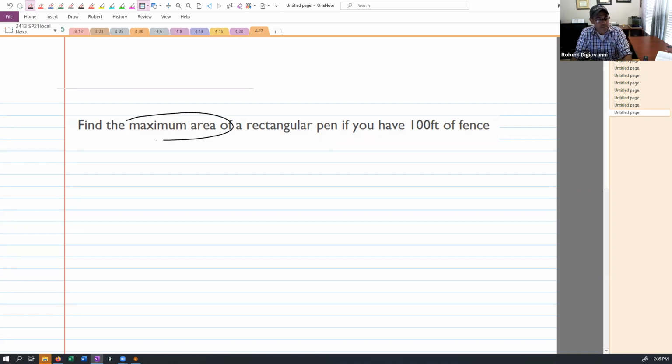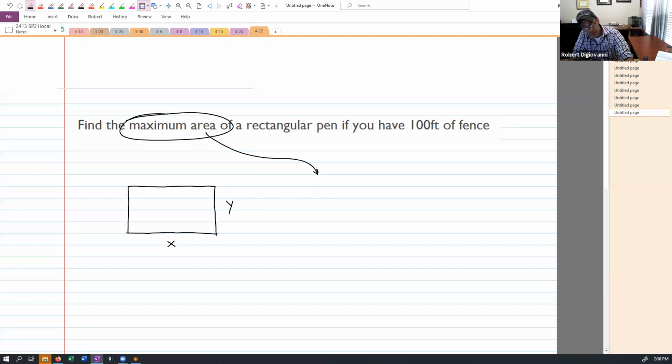So I want to find the maximum area, right? That's the objective. The objective is to find the maximum area. So let me draw a rectangle, just an arbitrary rectangle. I'm not even going to fix any of the sides. I'm just going to call this X and this Y. Now, do you all agree if I'm trying to find the maximum area, I better come up with a formula for the area? And in this case, the area is just X times Y.